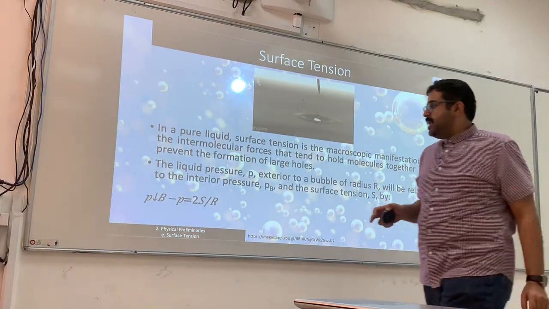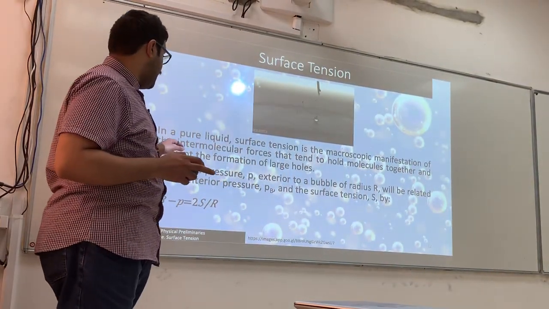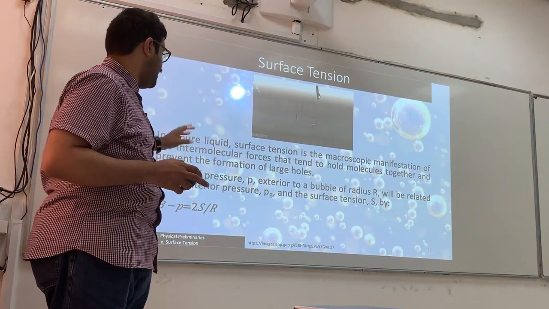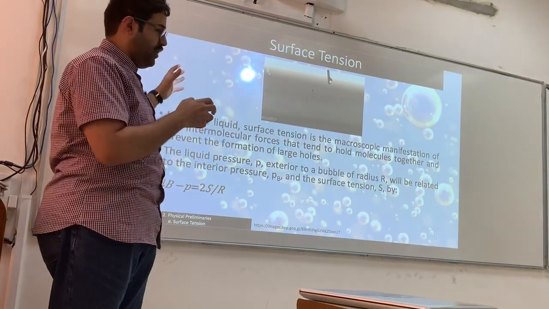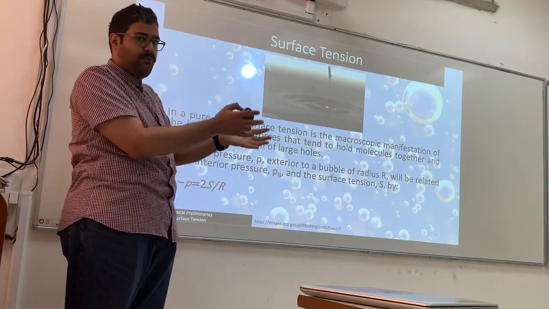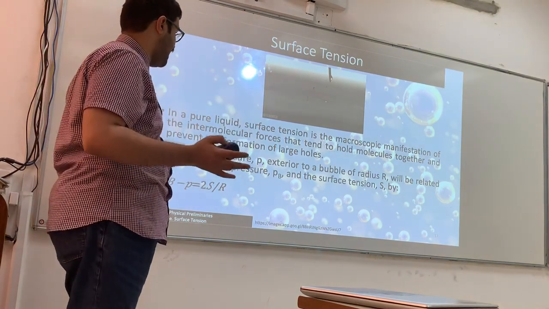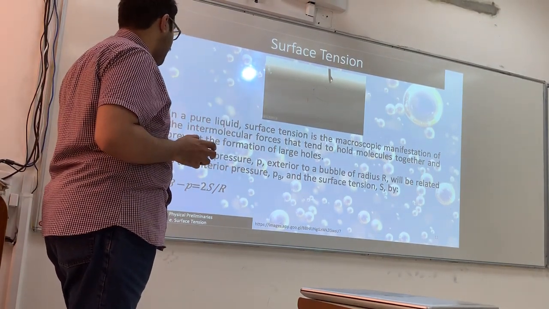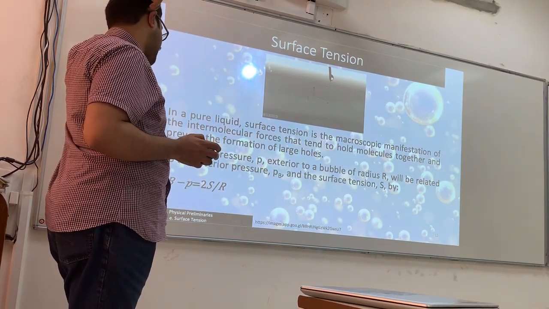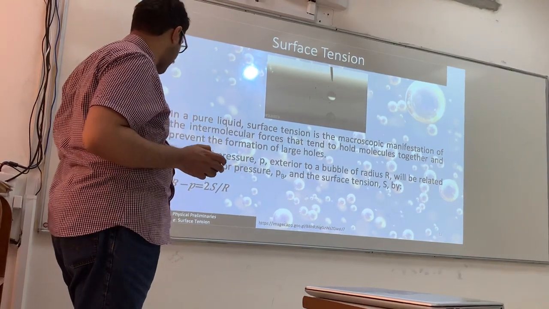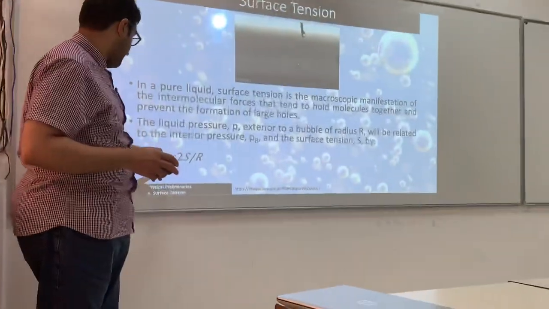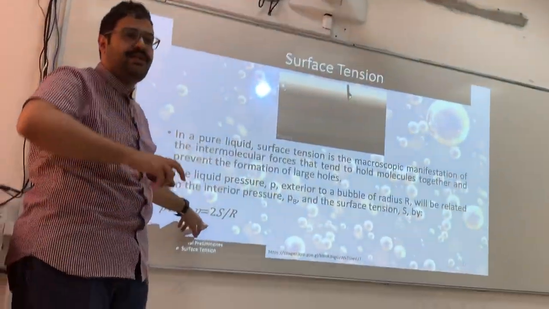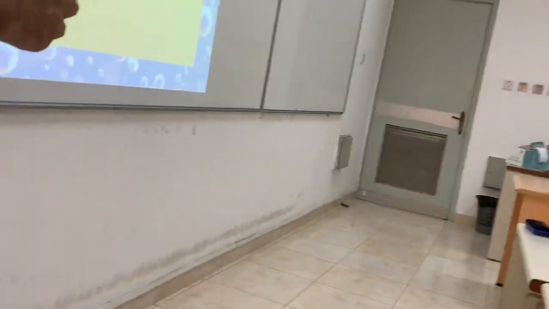Okay. In a pure liquid, surface tension is the macroscopic manifestation of the intermolecular forces that tend to hold molecules together to prevent the formation of particles. So surface tension tells particles, okay, you liquids stay here, stay away from gases. Gases stay in one place, liquids stay in another place, solids stay in another place. The liquid pressure P, exterior to a bubble of radius R, will be related to the interior pressure PB and the surface tension S. Okay? So if you have the pressure of a bubble minus the pressure outside, at infinity, infinity means the whole liquid, it will be 2S over R, meaning the surface tension over the radius of the bubble. Okay?